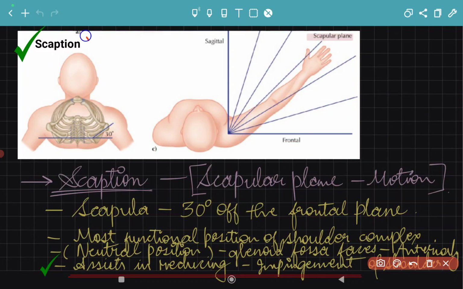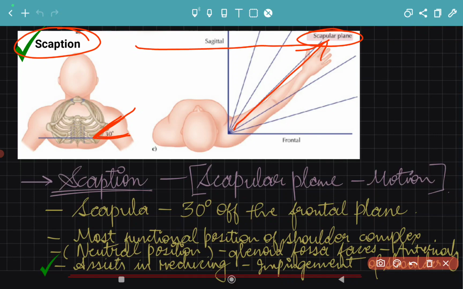Now let's see what this scaption is. The scapula's resting position is such that it is 30 degrees off the frontal plane or the coronal plane, and this is considered the scapular plane. Movement in this scapular plane is known as scaption. This scaption is the most functional position of the shoulder complex, or the neutral position. In this position, the glenoid fossa is facing anteriorly to accommodate the humeral head, and it assists in reducing the impingement symptoms of the shoulder complex.